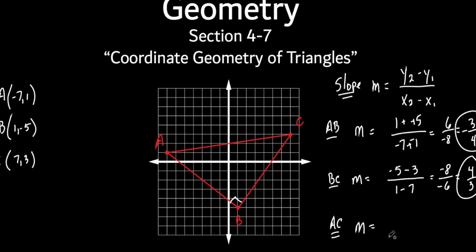Maybe not. All right, let's do AC. So we're doing this one and this one. Let's subtract the y's again. Let's go 1 minus 3. And let's subtract the x's. -7 minus 7. That's -2. That's -14. That is 1/7. Now, does the 1/7 have anything to do with the other two? Not really. It's not equal to any of them. It's just the slope of the third side.